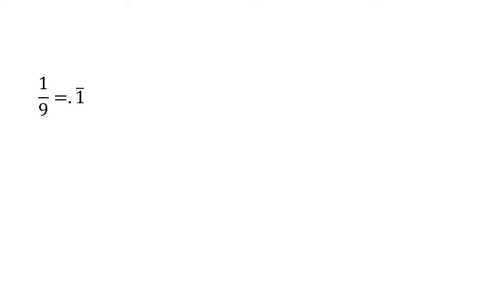And we'll first look at it from a pretty logical standpoint. We're going to look at fractions that have a denominator of 9. For instance, 1 over 9 is 0.1 repeating. 2 over 9 is 0.2 repeating. 3 over 9 is 0.3 repeating. And 4 over 9 is 0.4 repeating, and so forth and so on.